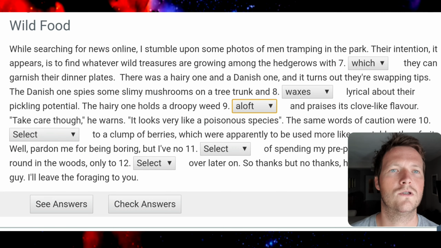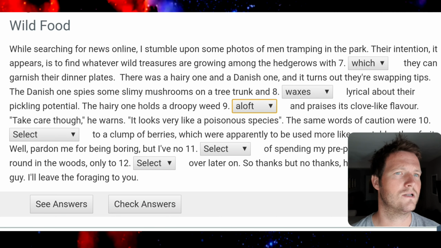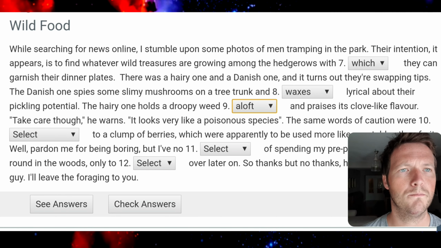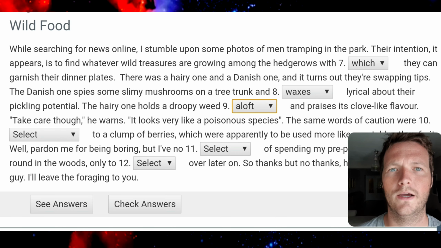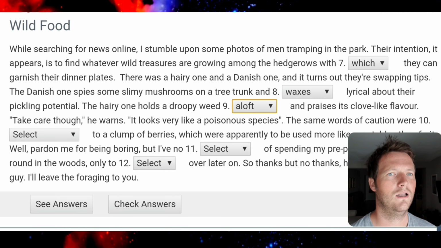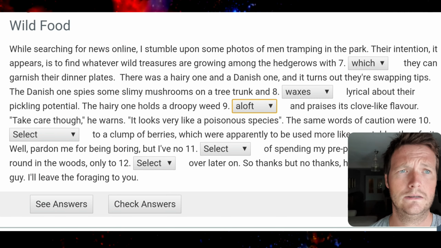So he holds a droopy weed aloft and praises its clove-like flavour. So it tastes like clove. He waxes lyrical about its clove-like flavour. Take care, though, he warns. It looks very like a poisonous species.